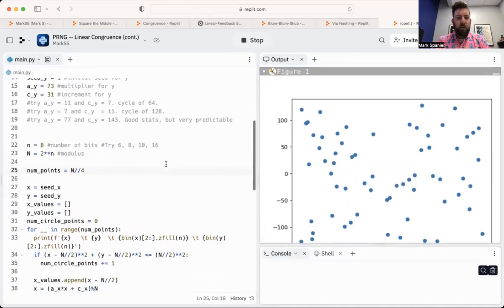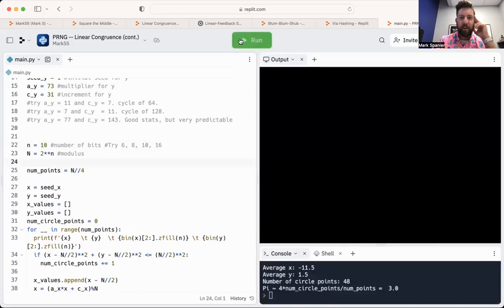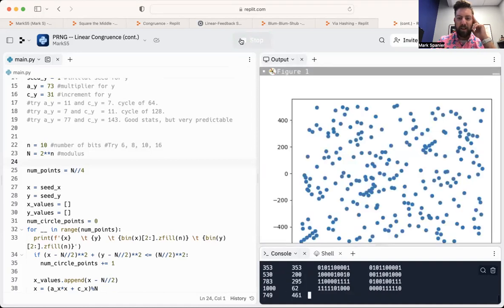So let's up the ante a little bit by going up to 10. The number of bits we're going to work with is now 10. That will change my modulus. It's no longer 2 to the 8th, it's now 2 to the 10th. And let's see if this just blows up when I try to draw this. Probably will. I may end up having to kill this, but we'll give it a go.